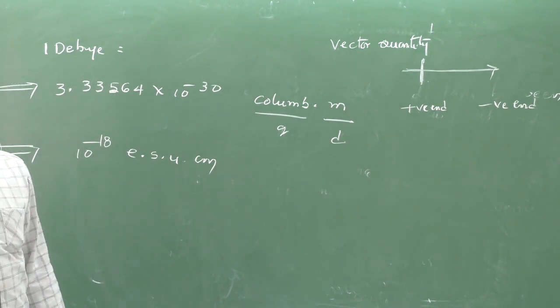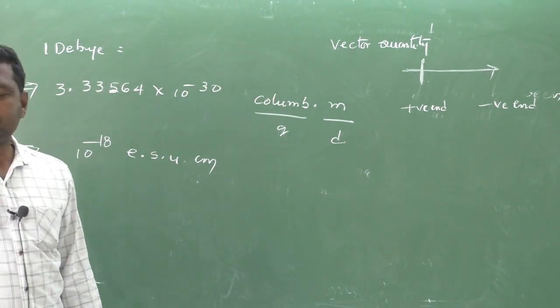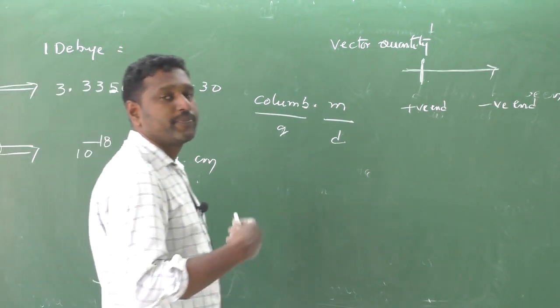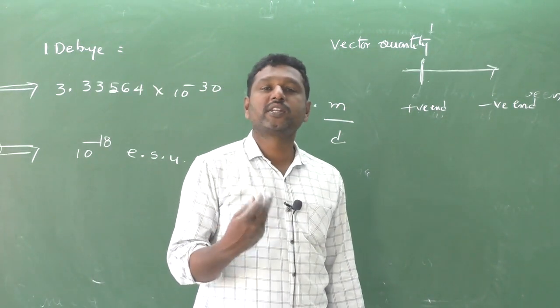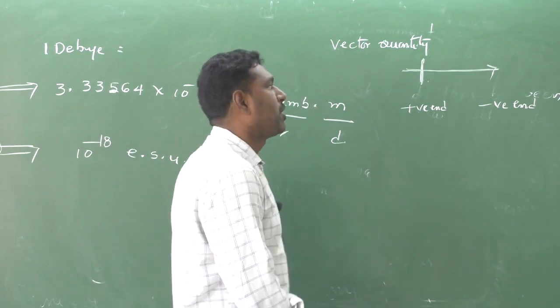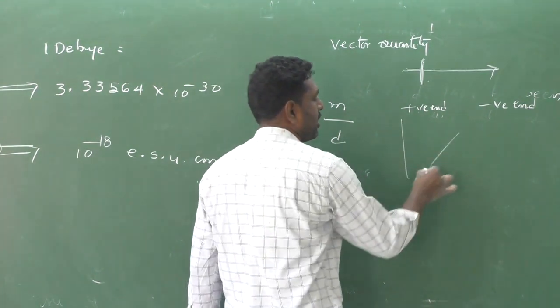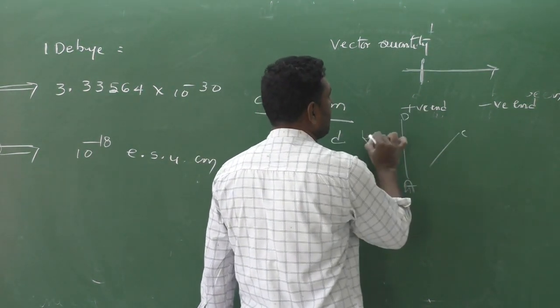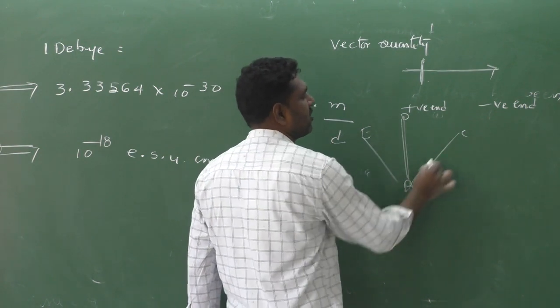here we have one more discussion: the vector sum of the bond dipoles of various bonds. So, for example, multiple bonds are there. It is the vector sum of the multiple bonds. For example, here, this bond A is there, C, D, E, like this. So this is the vector sum.